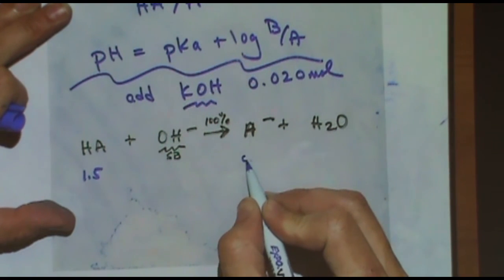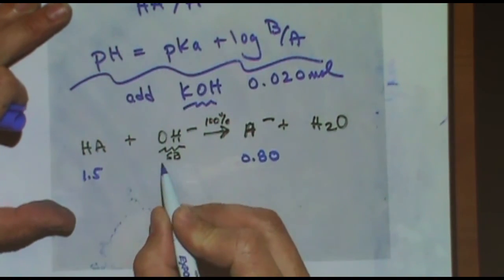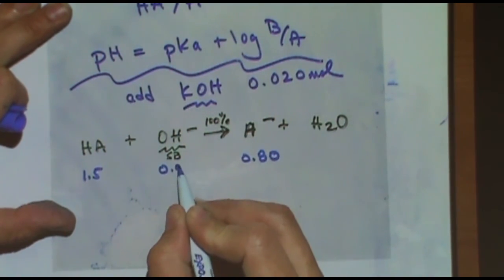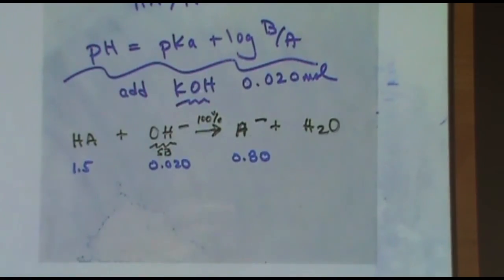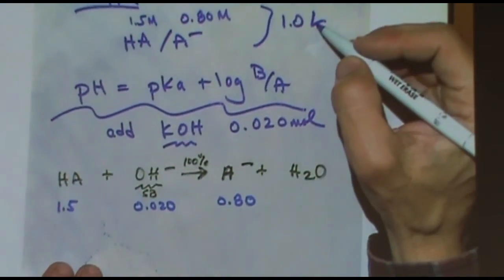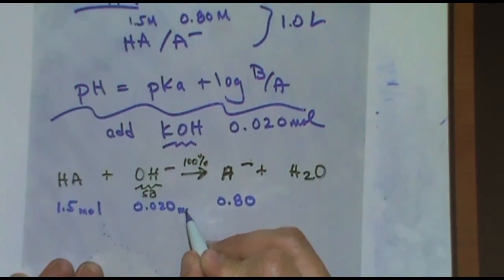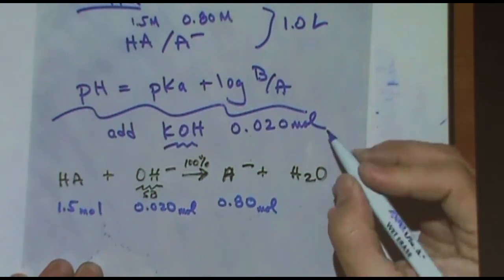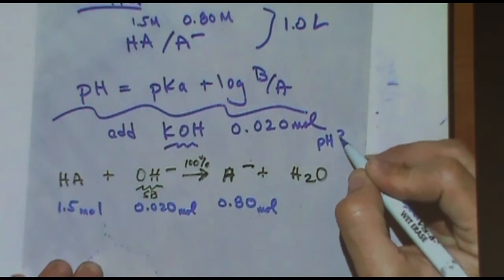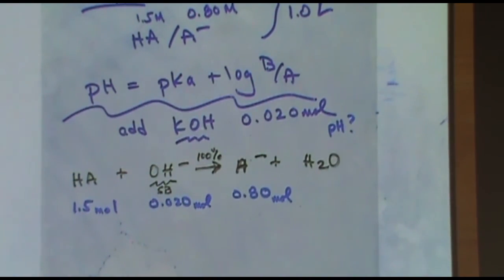0.5, this was 0.80, and this was 0.020. Because I'm 1 liter, the molarities are the same as the moles. Okay, let's say I wanted pH after I added the KOH. If I want the pH, can I use an ice table now? Yes or no? No. Can I use the Henderson-Hasselbalch now?